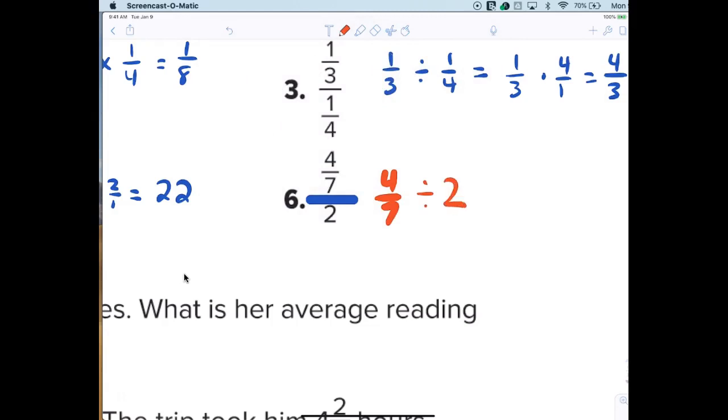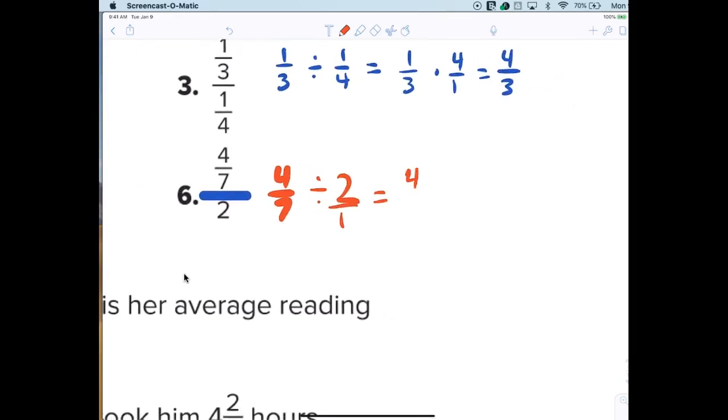That's exactly right. Good. Exactly. Now, can I reduce anything? Yes. What can I reduce? Good. Yay. Okay, I'm happy with you on that. 2/7. Very good. Very, very good.